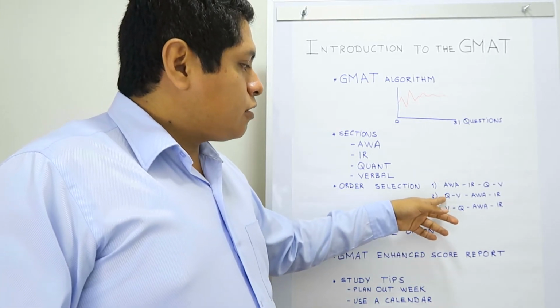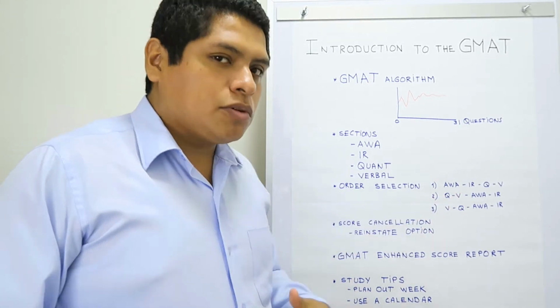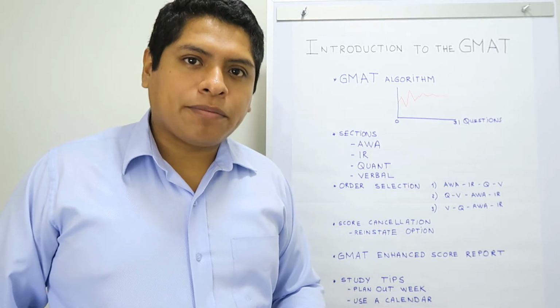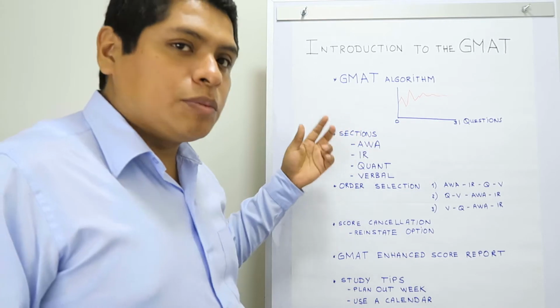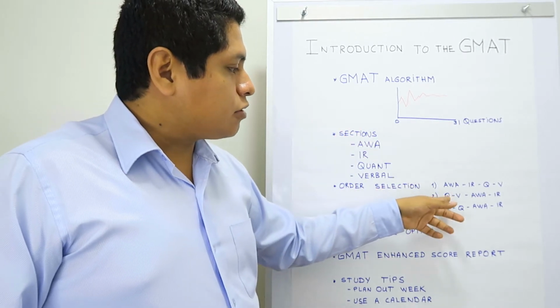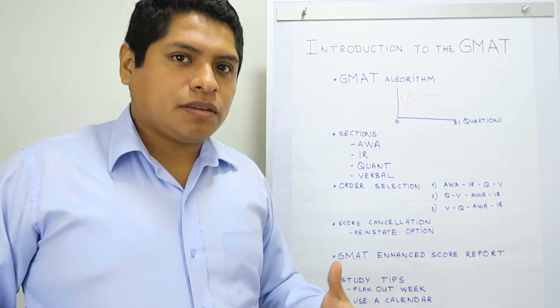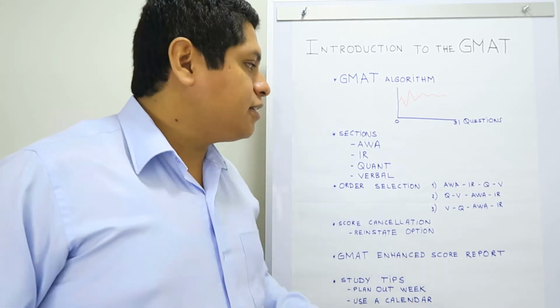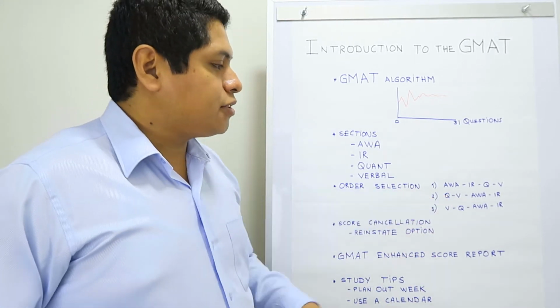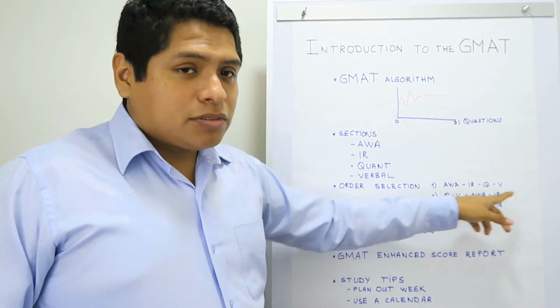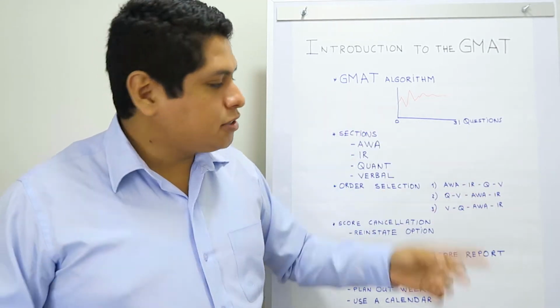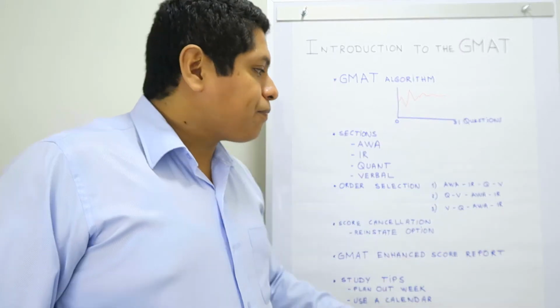Now, starting with quant and verbal is for those that want to jump in on the action right away. Okay. They say, I don't want to waste my time with these two sections that don't contribute to my score. I want to start fresh, right? I'm all pumped up. I have the energy. And so they start with quant first, and then verbal, and then the rest. It's like the sections that don't matter as much, leave them for the end.